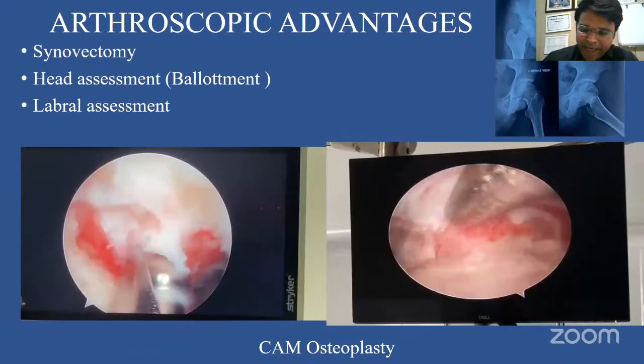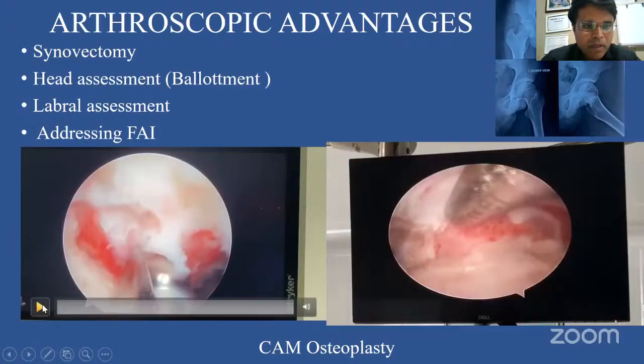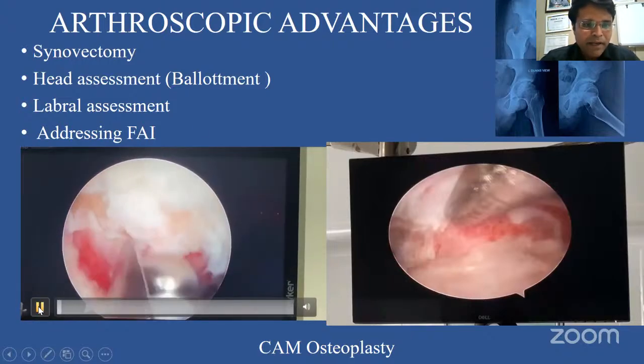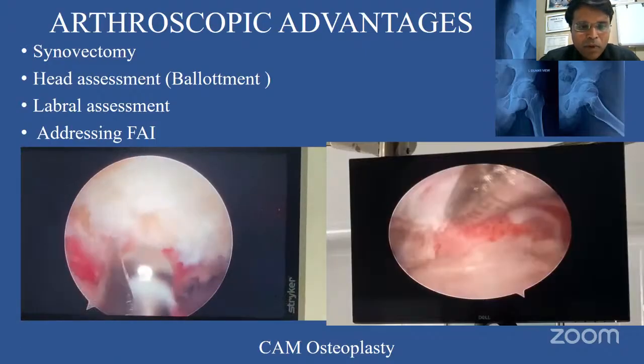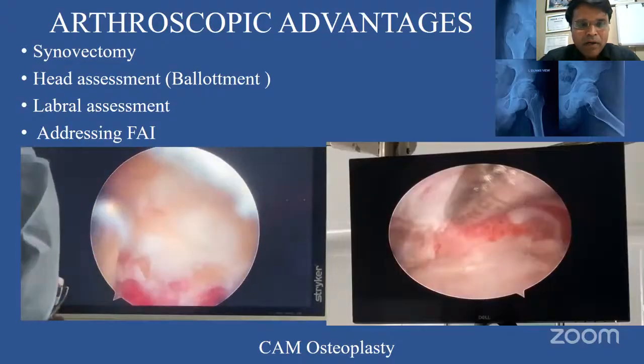So this is the next important issue that we can address arthroscopically, addressing the FAI. A couple of patients had CAM impingement, positive impingement, that is a positive flexion adduction internal rotation test. So I had to do, as you can see in the X-rays above, a regular CAM osteoplasty, starting from anteromedial, moving gradually to anterior, anterolateral, and lateral.